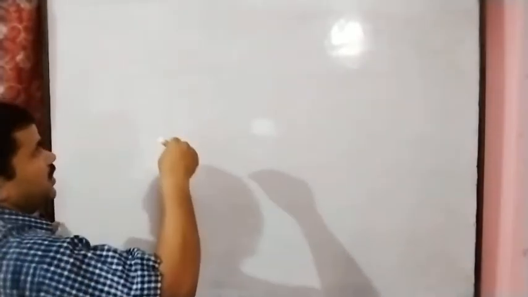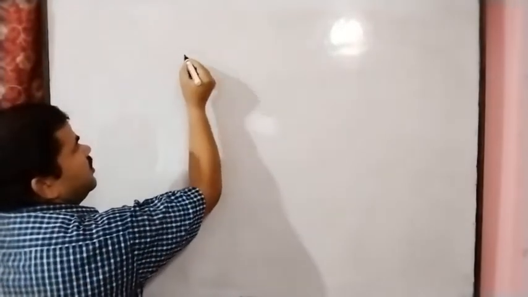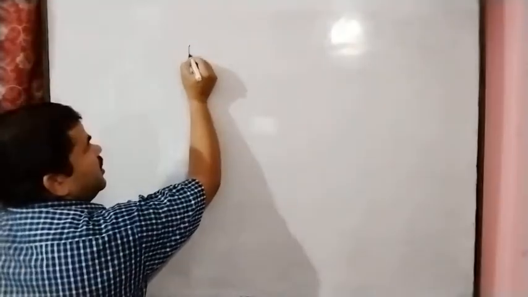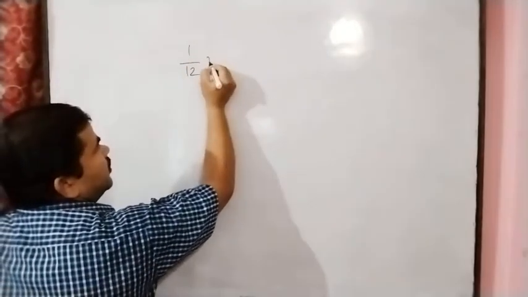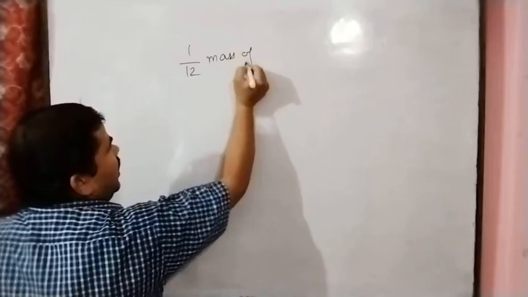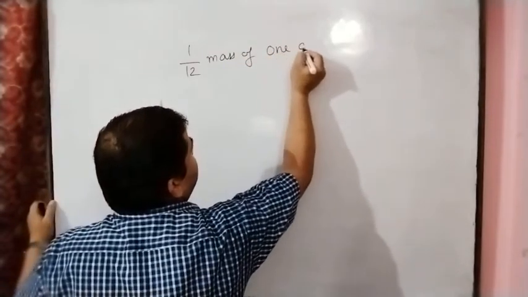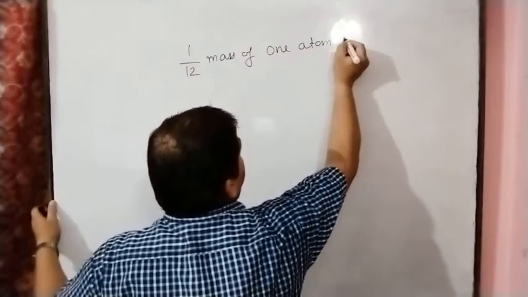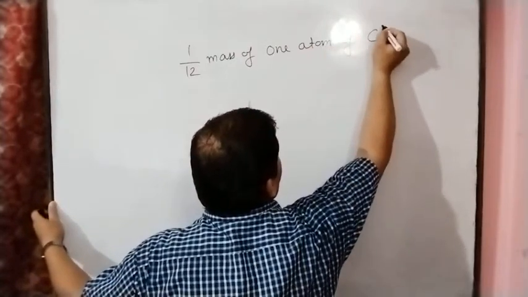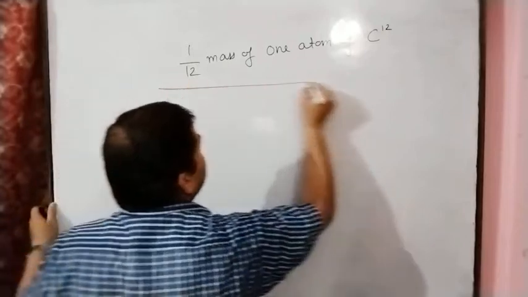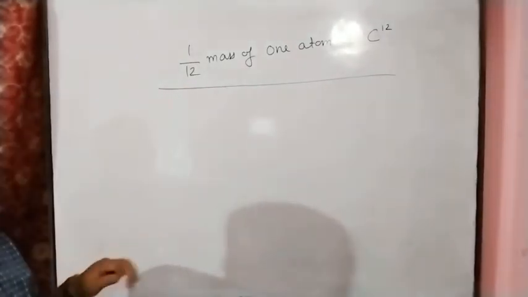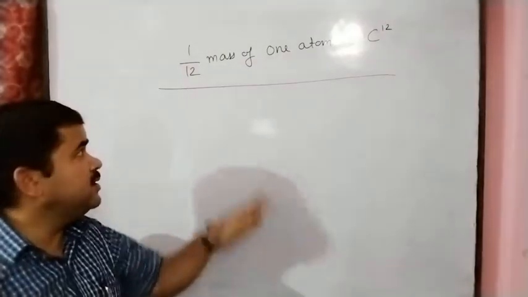Now we are using 1/12 the mass of one atom of carbon-12 as the standard unit for comparison. We are using 1/12 mass of one atom of carbon-12. And what is the meaning here?